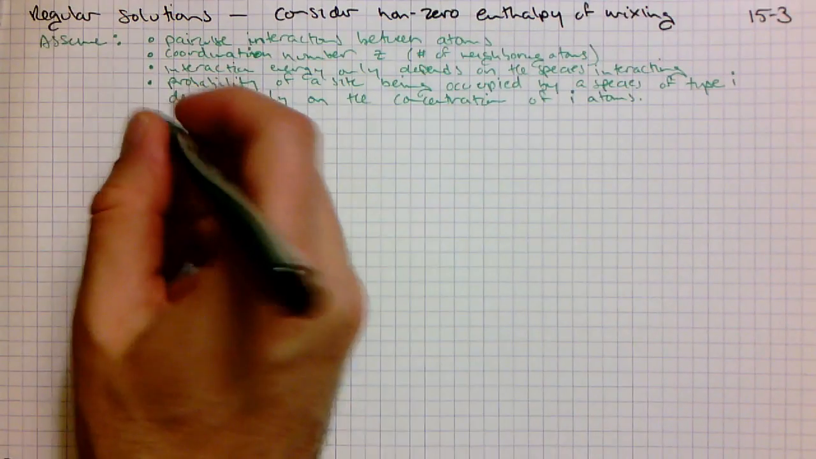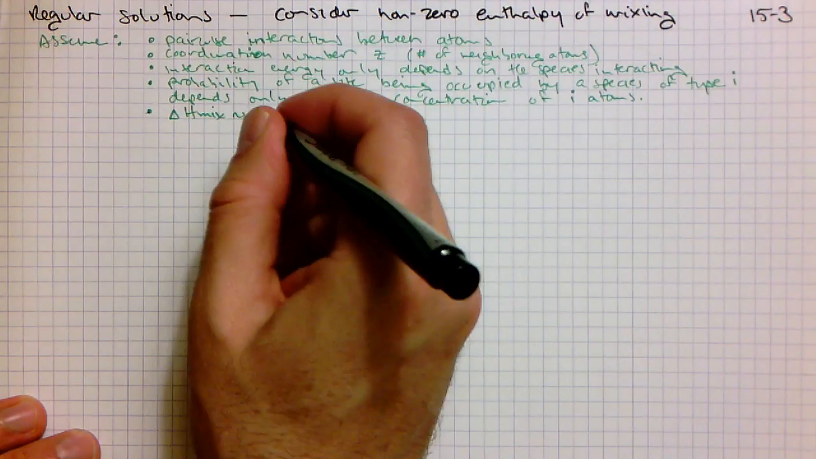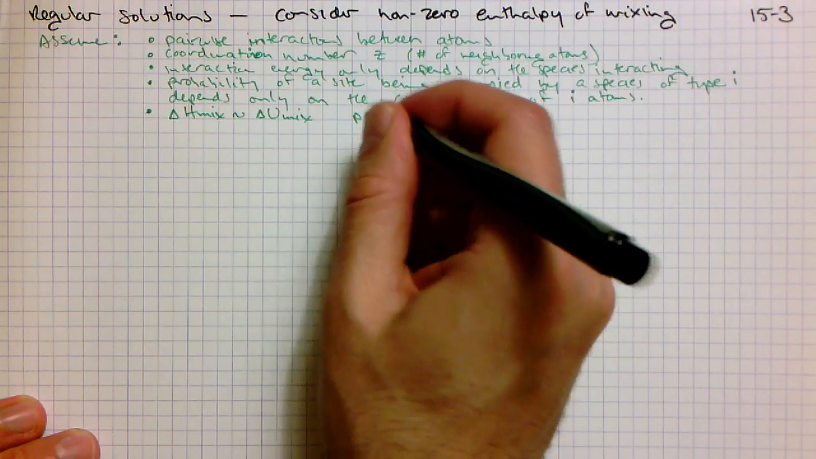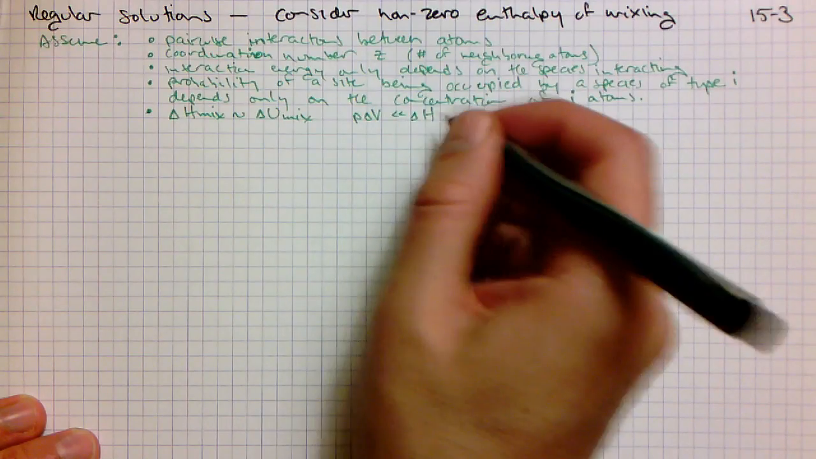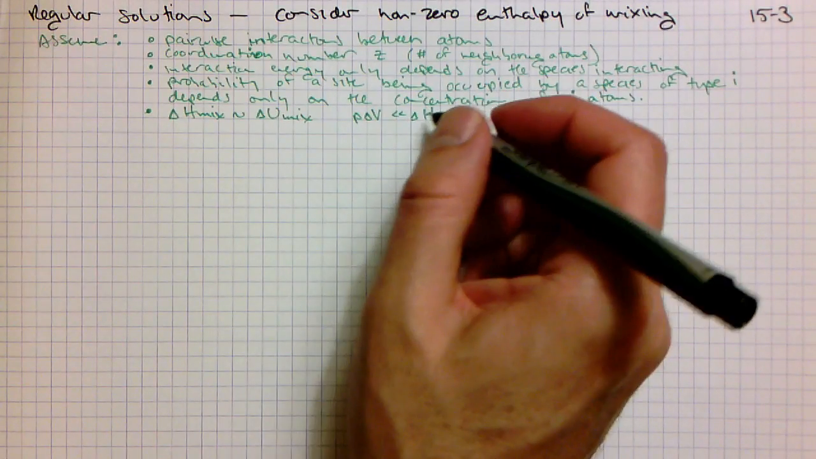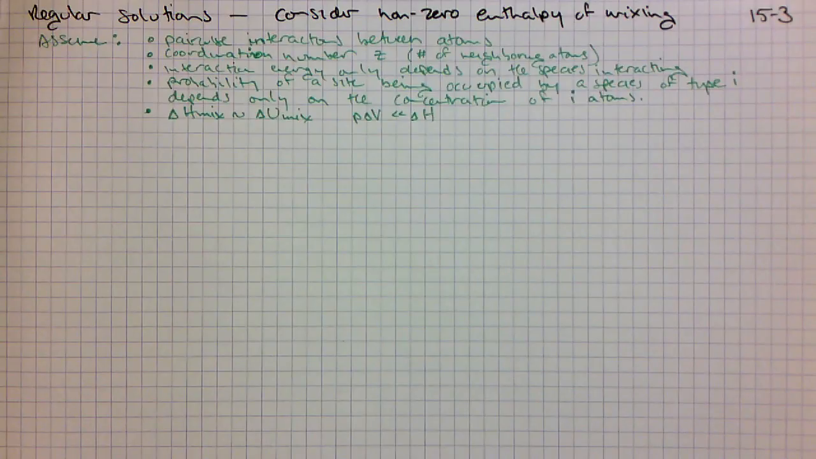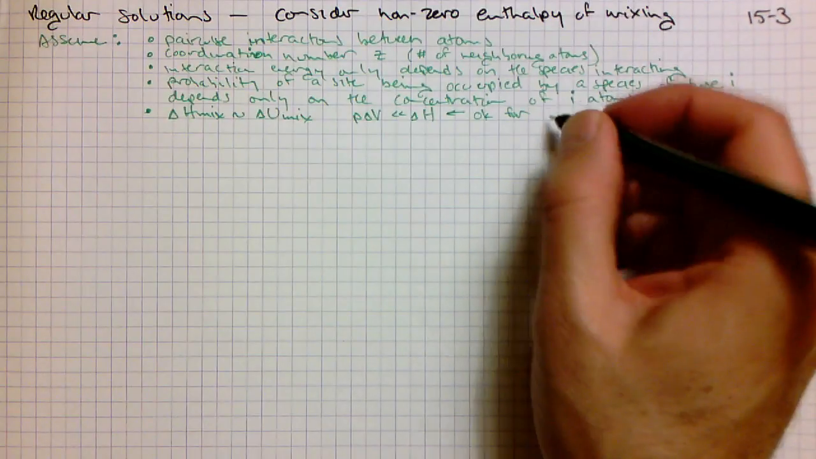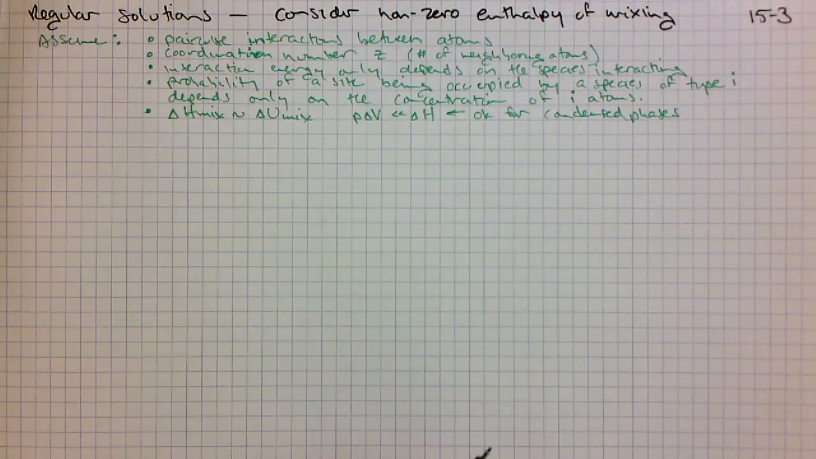And furthermore, we're going to assume that delta H of mixing, the enthalpy of mixing, is approximately the energy of mixing, or in other words, that P delta V, the effect of changes in volume, is much, much less than changes in enthalpy. So that the energetic change is the biggest contribution to the change in enthalpy. And that's generally true for condensed phases, like solids and liquids. Okay, so those are our assumptions.